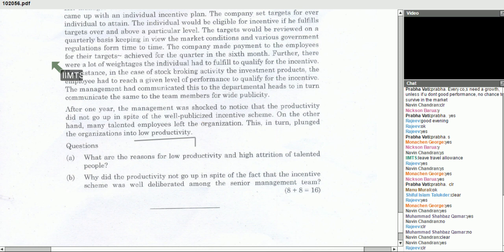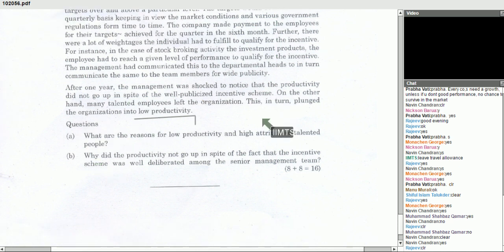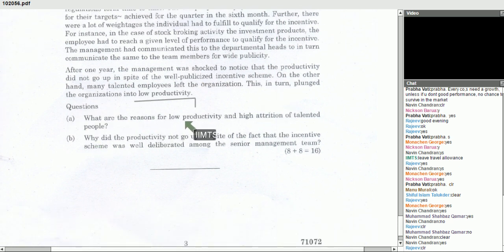Okay. So it's a very easy case study, right? All of you are aware of the problems the organization is facing, and whatever solution they wanted to try has not worked. Well, let's take up the questions. Question number 1, question A. What are the reasons for low productivity and high attrition of talented people?